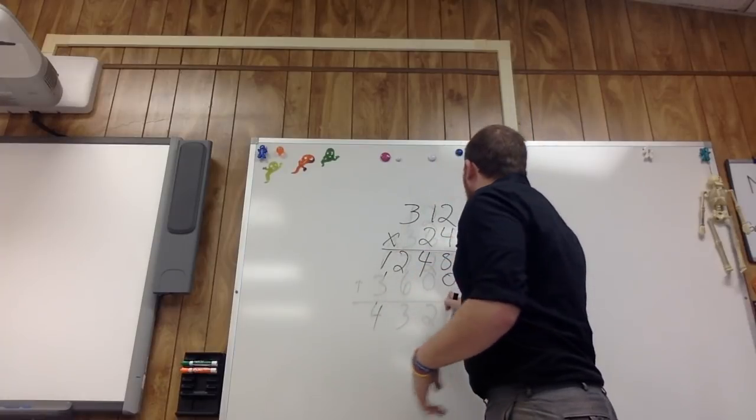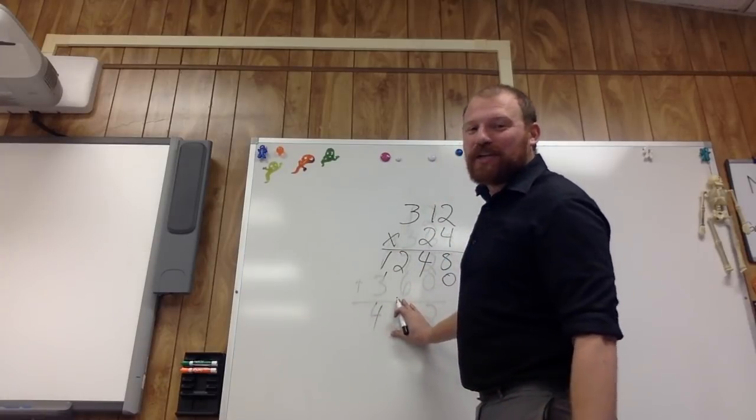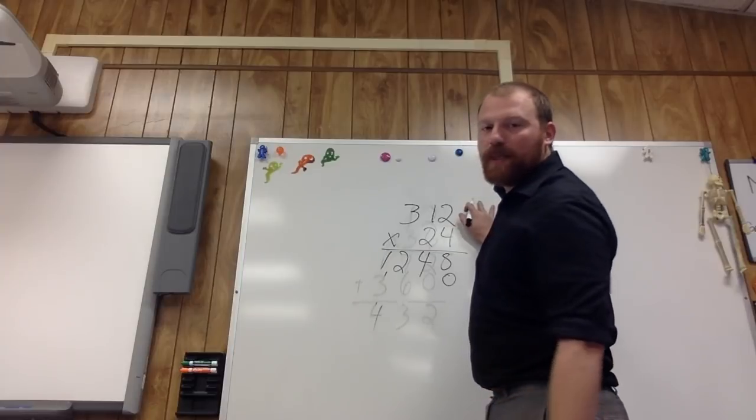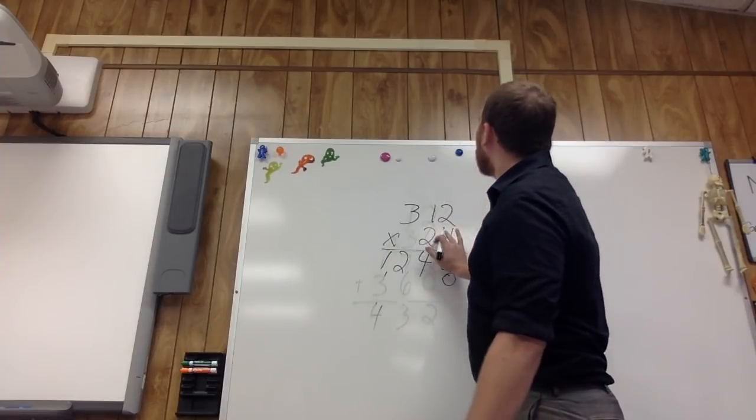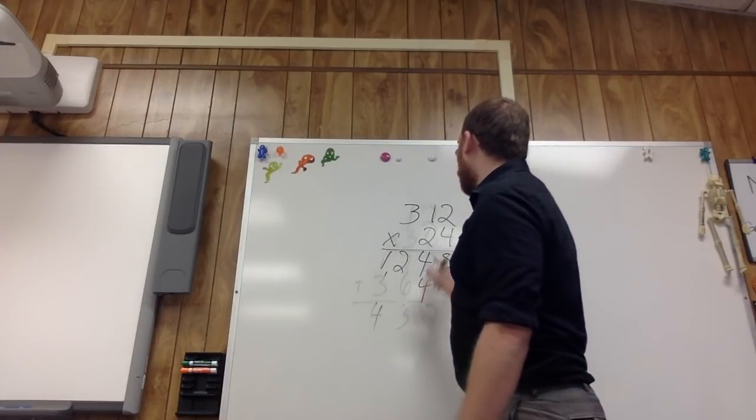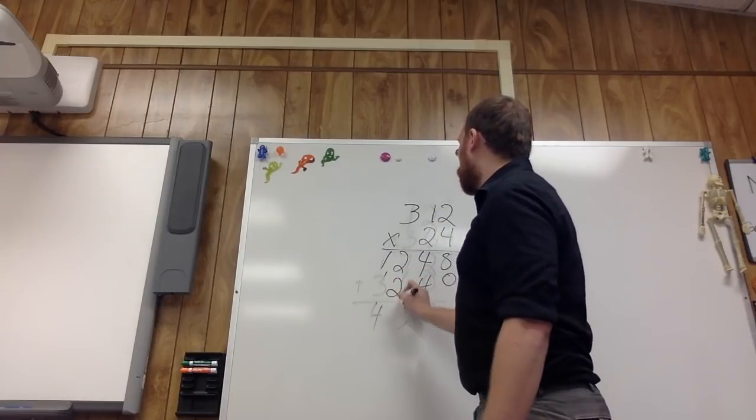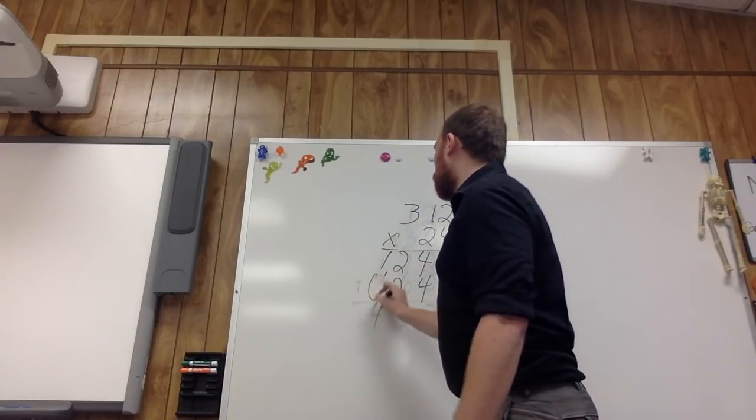Grr. So now we've put our placeholder 0. We're going to move over. We're going to do 2 times 2. Again, bottom to top. 2 times 2, which is going to give us 4. 2 times 1, which is going to give us 2. 2 times 3, which is going to give us 6.